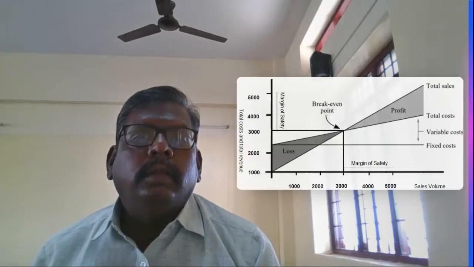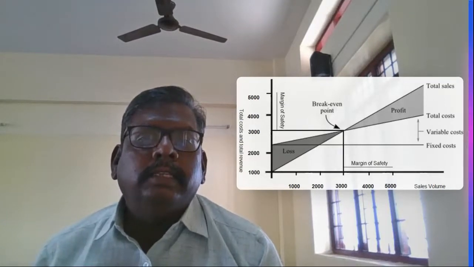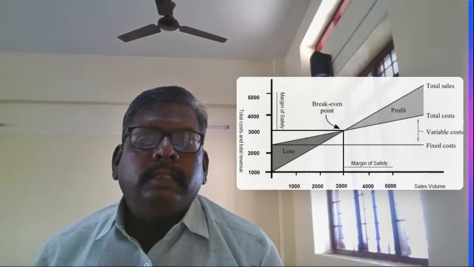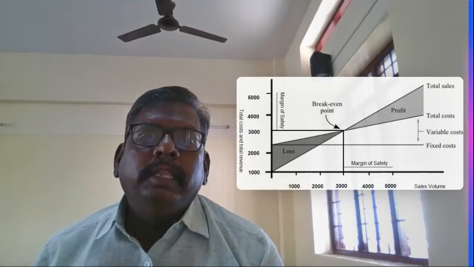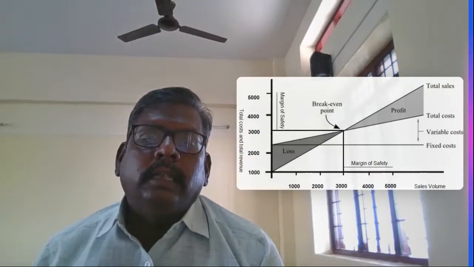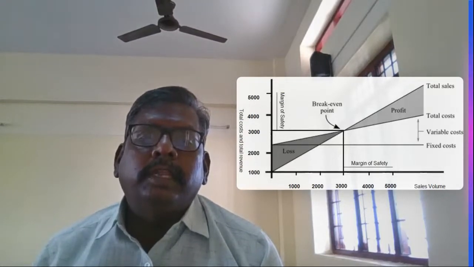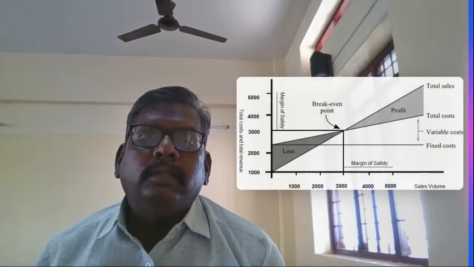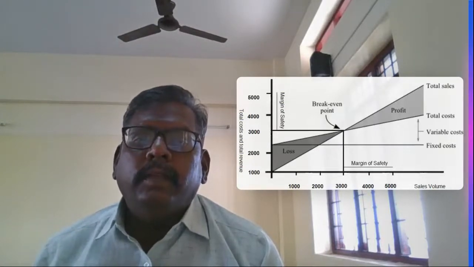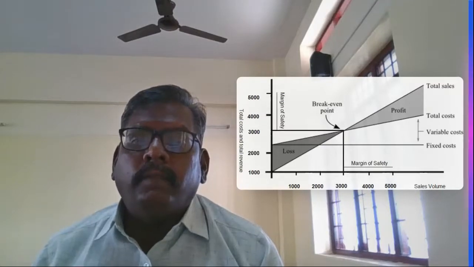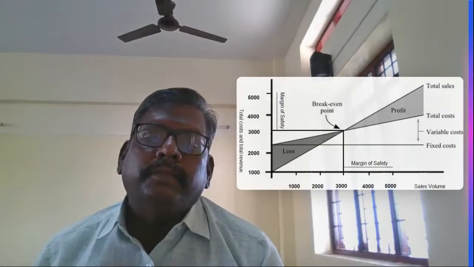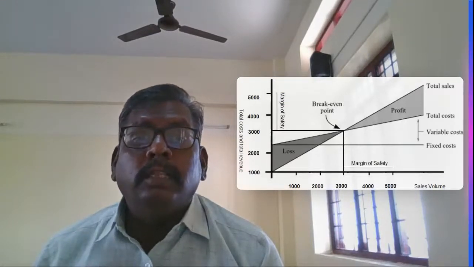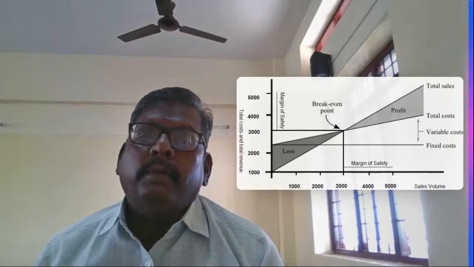If we draw like this, where it connects at this point is called the break-even point. That means neither loss nor profit. That means here, if they produce 3000 units and sell them for 3000 rupees, the firm will get neither profit nor loss. The other name of this point is also the margin of safety. That means if they sell more than 3000 units, they get profit.